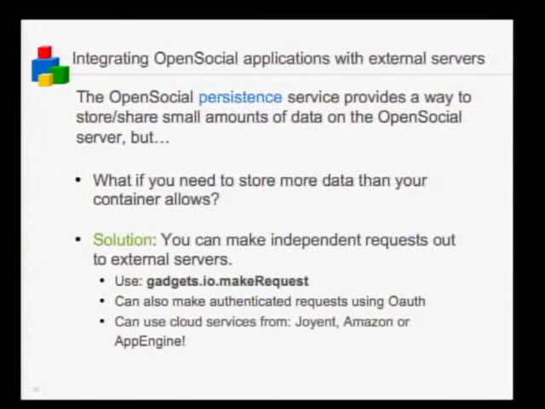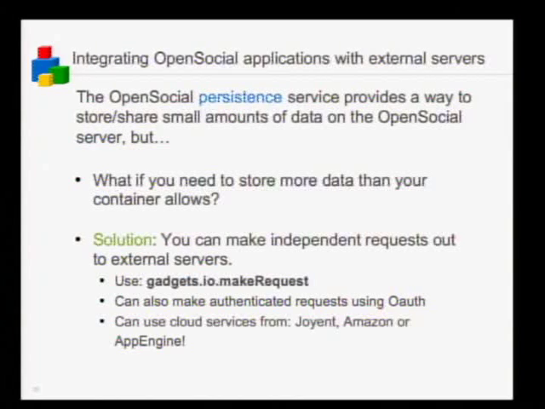So far I've talked about friends, people, activities, persistence on the server, that is. But what if you wanted to persist some data on another server? Well, you actually can. You can utilize a third party or an external server simply by making the call gadgets.io.makeRequest. And this allows you to store data that can be much larger and more specific to your own environment.